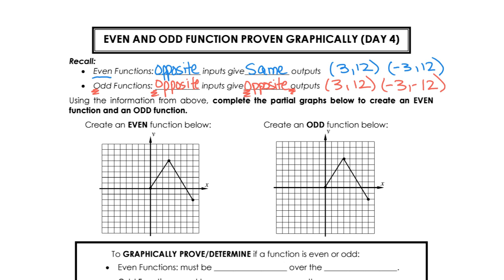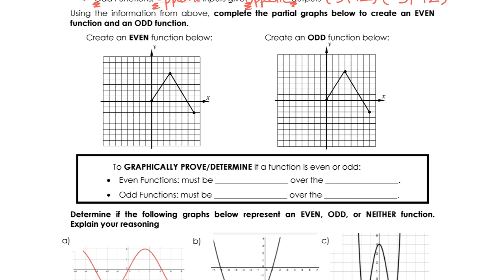Okay. So it says using the information from above, complete the partial graphs below to create an even function and an odd function. So we're going to go ahead and take a look at these two graphs. They are exactly the same, but just to show you what an even function looks like besides what its table looks like. In this one here, I'm going to take these coordinates and jot them down on the side so I can do what I was doing up there. One of the coordinates is 0, 0. One of the coordinates looks like it's at 3, 5. And the last coordinate down here is at 7, -2.